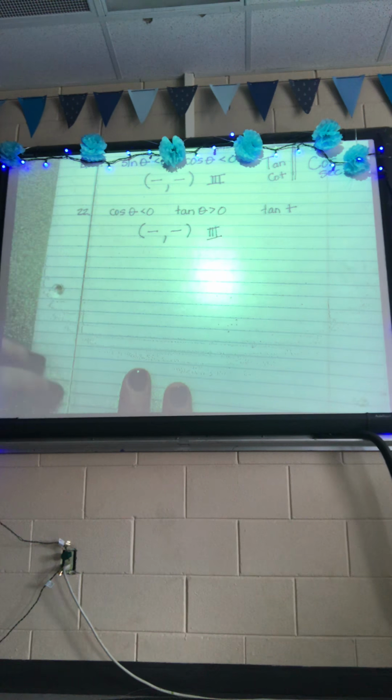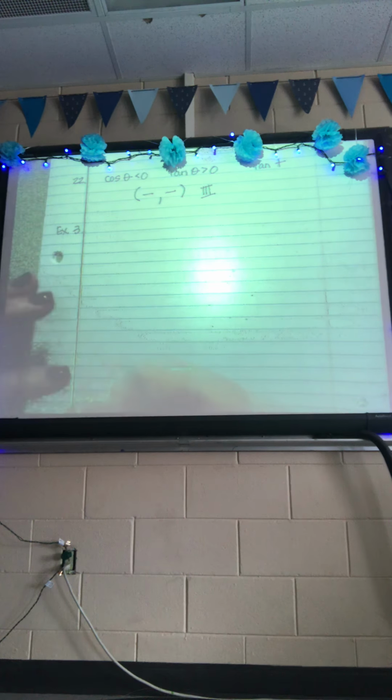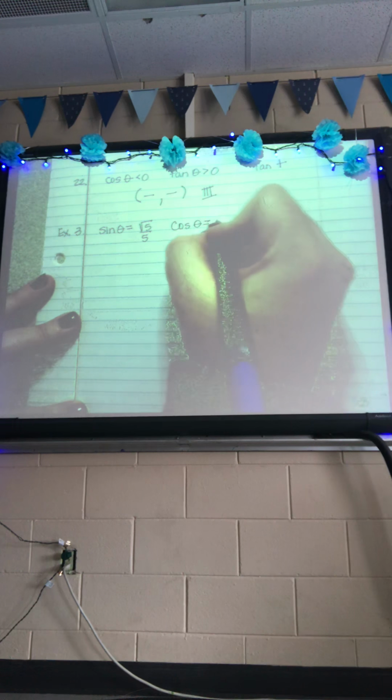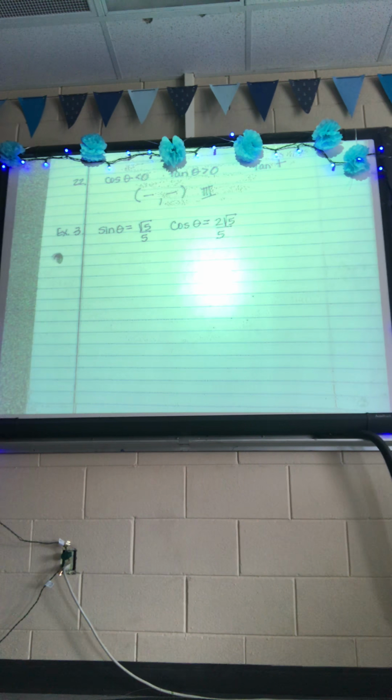Example 3. We've kind of already done this. We just haven't seen it worded this way. Let me see what these are going to look like. They're always going to give you sine and they're always going to give you cosine. I'm going to tell you that some point has the sine square root of 5 over 5, and that the same angle has a cosine of 2 square root of 5 over 5. You find the other 4. We've already done this. The only difference is we're not coming up with those points from the unit circle. They're giving us those values.